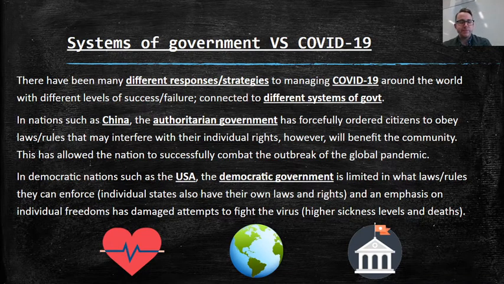So let's use a real-world example to compare these different systems of government. So systems of government versus COVID-19, coronavirus, very topical. There have been many different responses and strategies to managing COVID-19 around the world. I'm not sure how often you guys have been checking the news, but I found it interesting looking at different countries around the world and how their numbers of cases and fatalities have been going up and down depending on their system of government. There have been different levels of success and failure, and often you can connect it to, oh, that country is a democracy, that country is a dictatorship. There's a pattern that emerges when you start to look at the numbers.